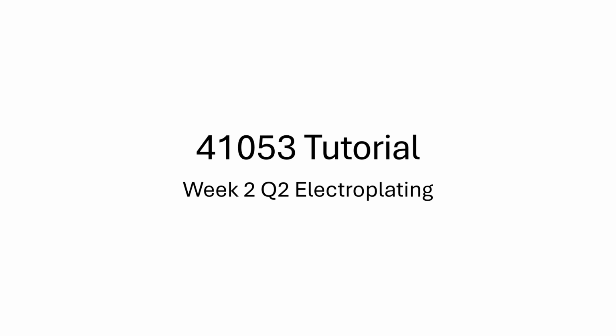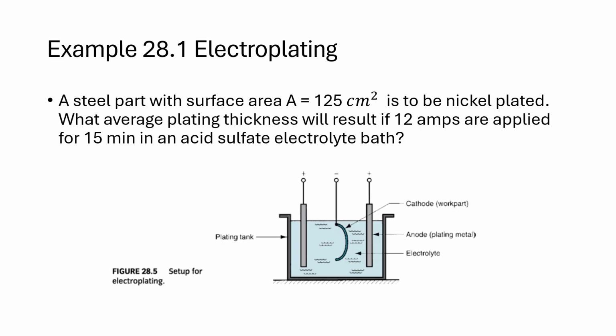Okay, so hello everyone and welcome to question 2 for the tutorial of week 2. This question is going to be about the electroplating process and how we do the calculation for the thickness of the material in the electroplating process. So anyway, the example we have is from the textbook.